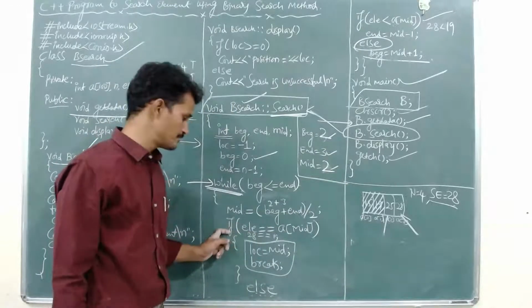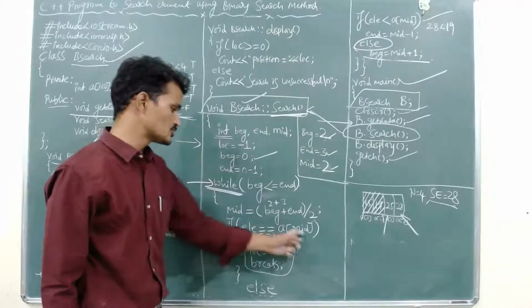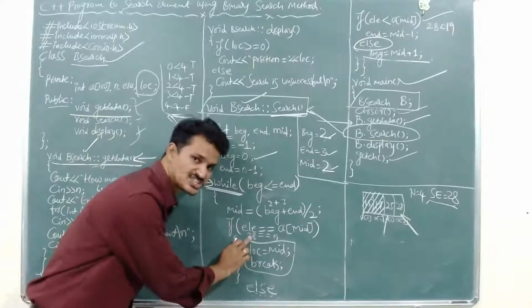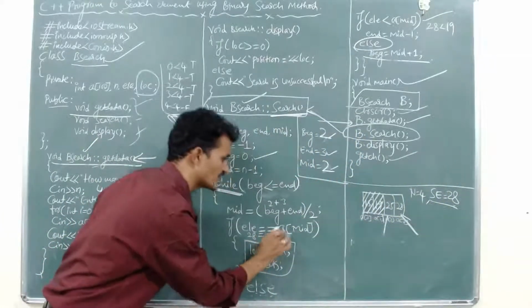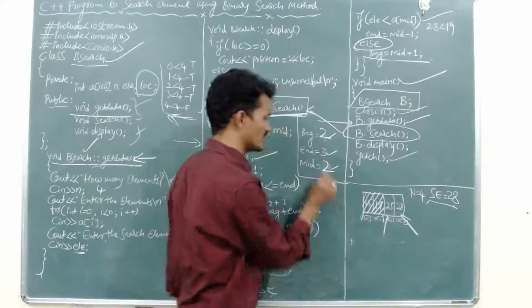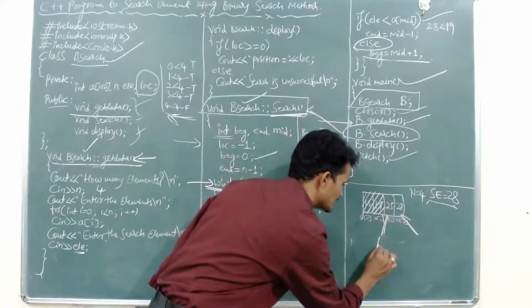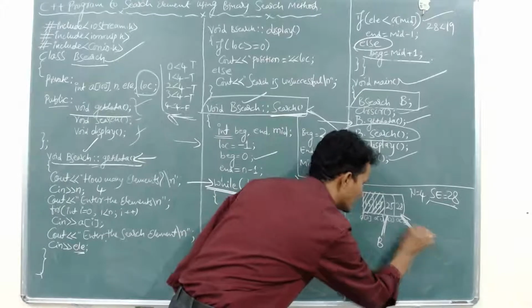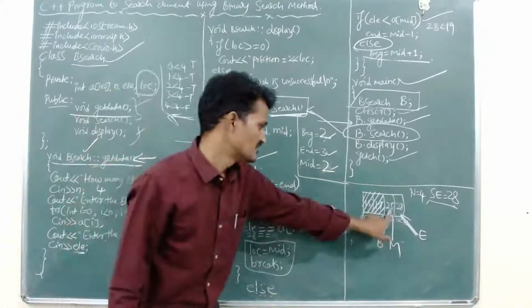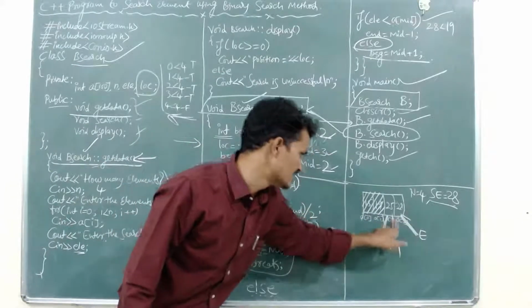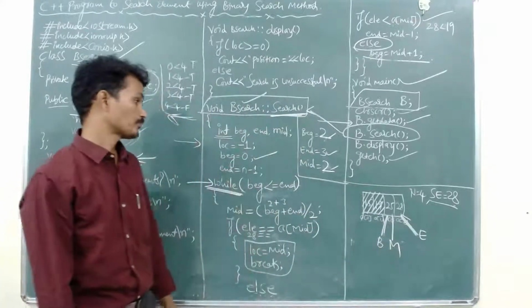Then comes the condition again. If element is equals to a of mid, element means searching element, that is 28. 28 is equals to a of mid. A of mid means this. See, this element is the begin, this element is end, and this element itself is the mid. That is what I am marking.